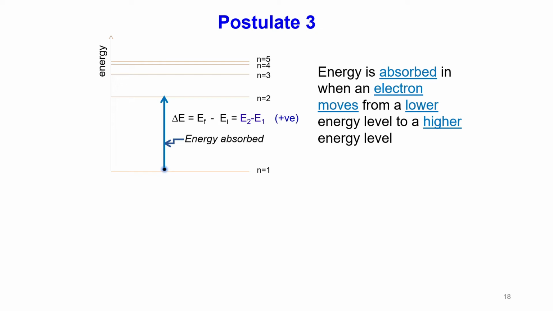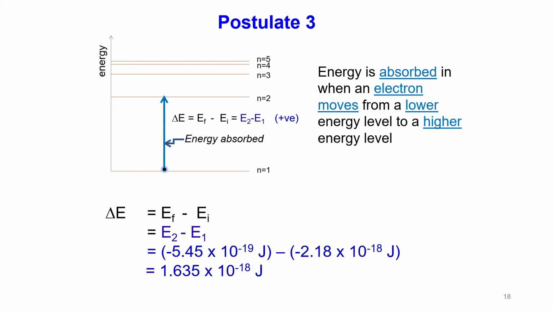So delta E, perbezaan energi, kita kira final tolak energi initial. E final minus E initial ataupun E2 minus E1, dia akan menjadi positif. Maksudnya energy is absorbed. So delta E is equal to E final minus E initial, which is given by E2 minus E1. Jadi kita dah kira tadi daripada awal energy level, negatif 5.45 exponent negatif 19, and then minus negative 2.18 exponent negative 18 joule. So we got positive. Kenapa kita dapat positif? Because energy is absorbed. Pada keadaan ini, energy diserap.